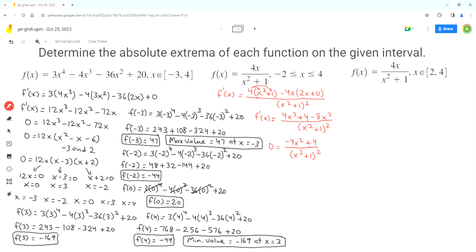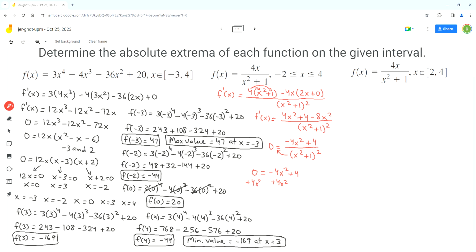Now we have to solve for x, so we can cross multiply the denominator. So 0 times the denominator will be equal to 0. So 0 equals negative 4x squared plus 4. Now we have to solve for x. So first we'll add 4x squared to both sides.